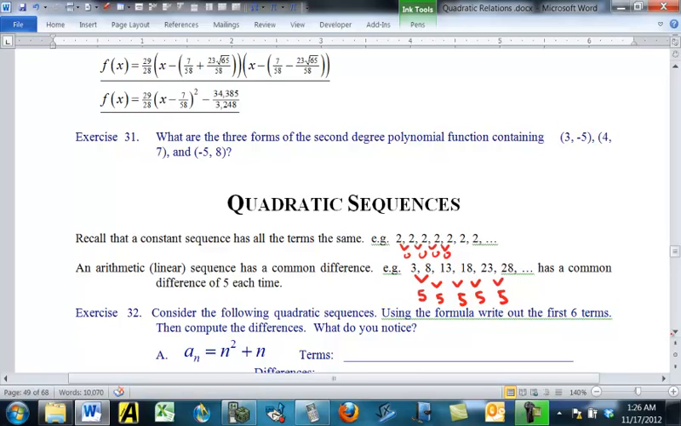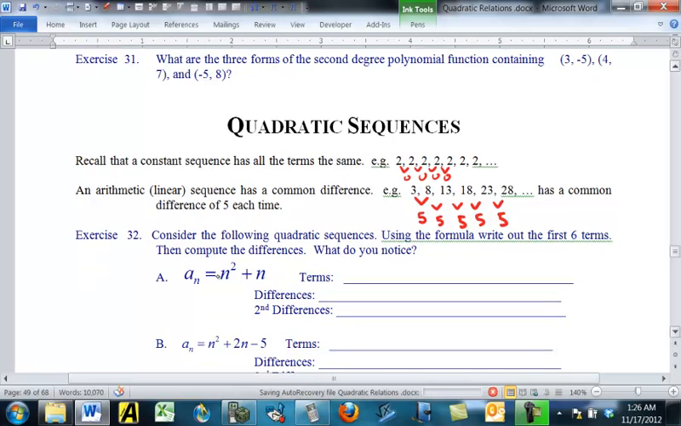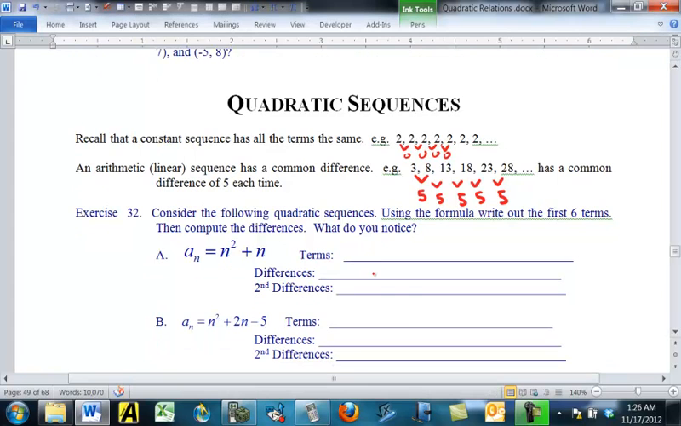Well, it's kind of interesting. Let's work out some things here. So let's put in n as 1 here. 1 squared is 1 plus 1 is 2. Put in 2. 2 squared is 4 plus 2 is 6. Put in 3. 3 squared is 9 plus 3 is 12. Put in 4. 4 squared is 16 plus 4 more is 20. Let's do one more. 5 squared plus 5 is 30.